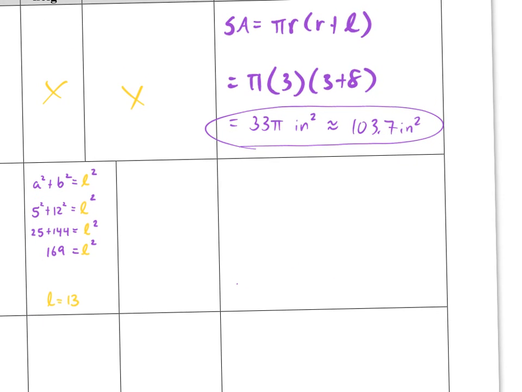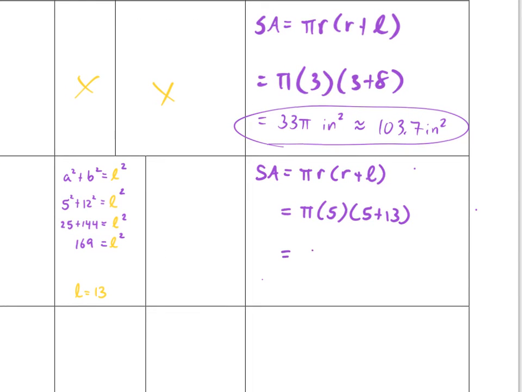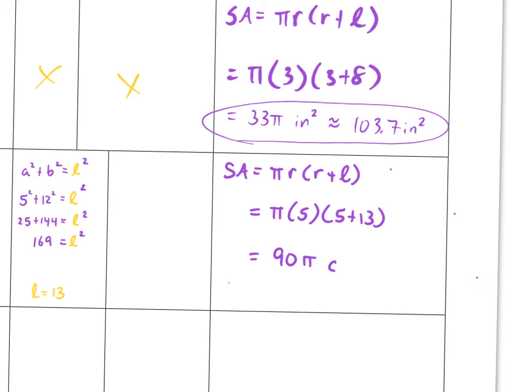All right, so now we can just substitute straight in. The surface area is going to be pi times r times r plus L. So pi times 5 times 5 plus 13. So the exact answer is 90 pi centimeters squared. And then I can find the approximate value by multiplying. 282.7 centimeters squared.